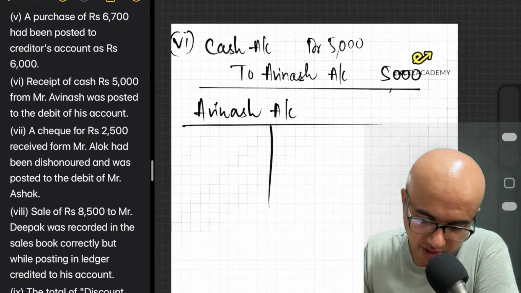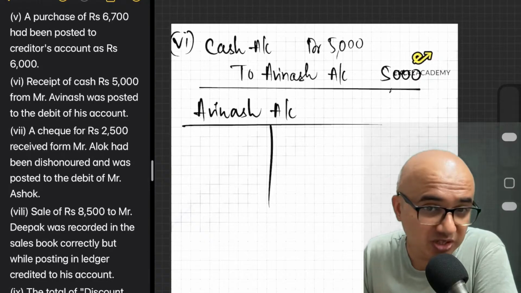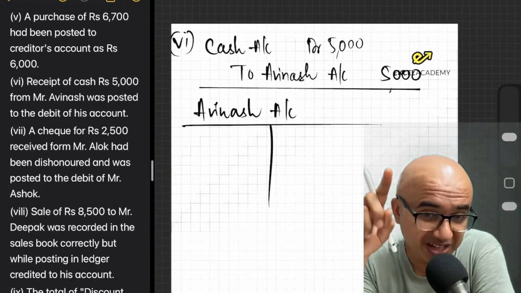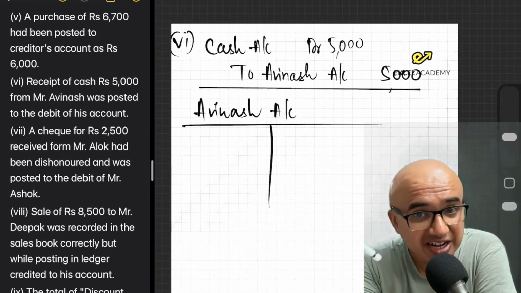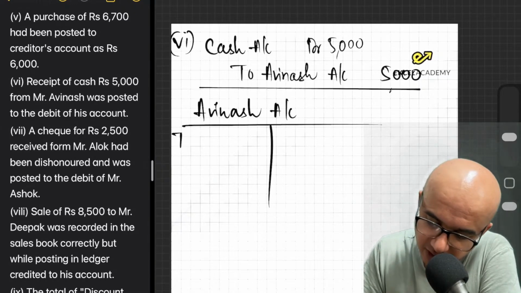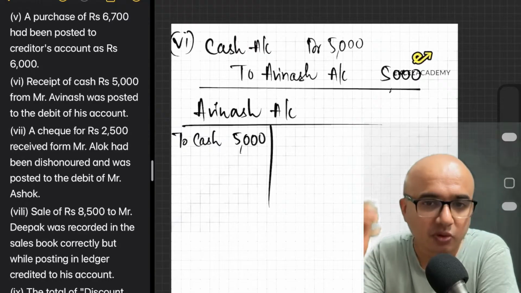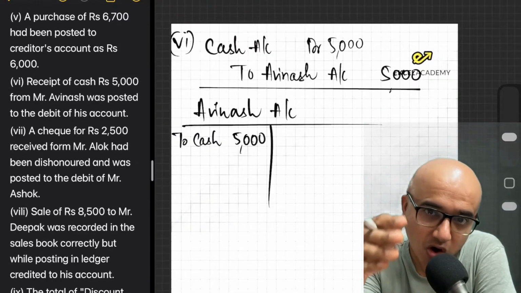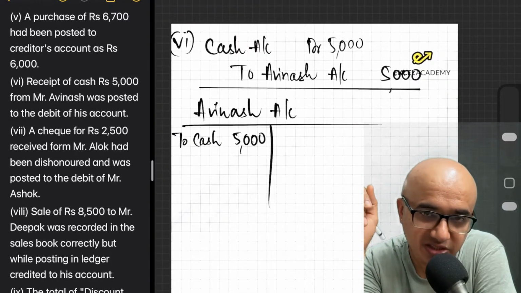What have they done? Posted to the debit instead of posting on the credit. Because if Avinash's account has been credited in the journal, in the ledger it will appear on the credit side itself. They have written on the debit side, that is the opposite side. To cash. Mistake. So now there is a wrong debit entry in the ledger. How do we correct that?